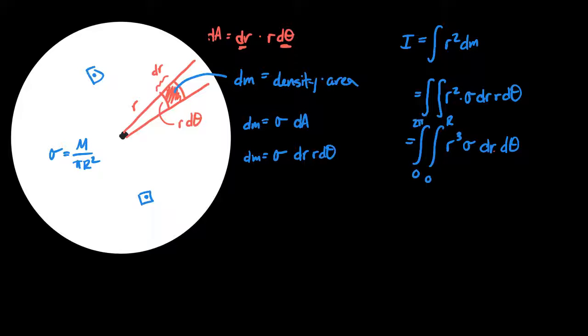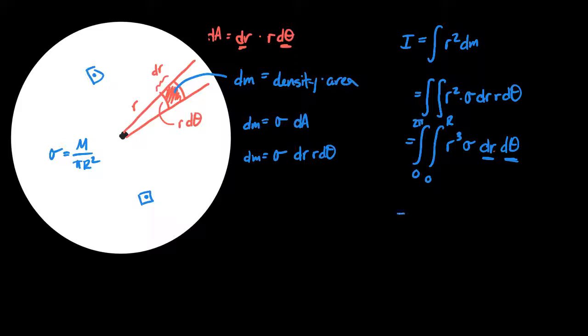But I have 2 of these, right? Because I have two of them, I have to make sure I have added up all the pieces related to r and all the pieces related to theta. So I have to make sure I go from the inside edge to the outside edge. That's r. And I have to make sure I go all the way around the disk. That's theta. I have to do each.